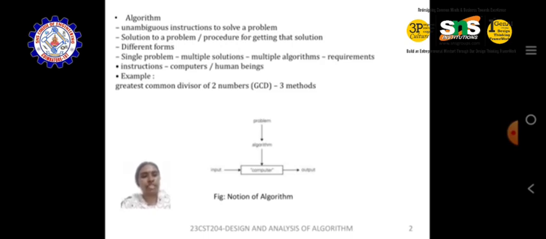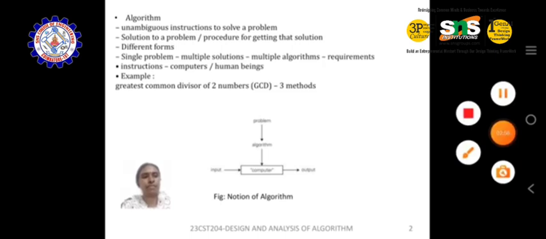Then the last one is generality. It means an algorithm should be designed to solve a broad set of problems, not just a specific instance of a problem. It should be general enough to apply to a variety of inputs within the problem's context.